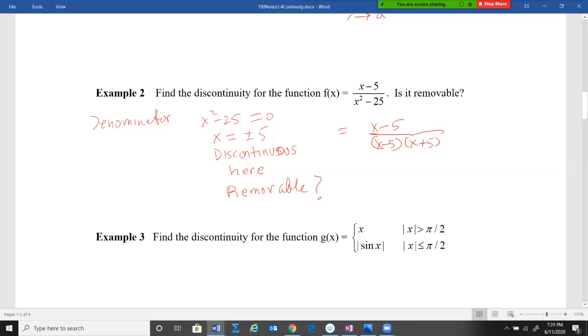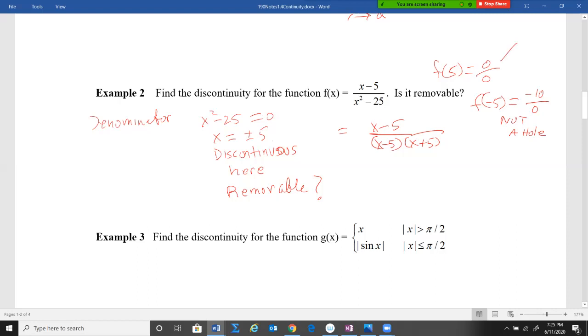Because notice that when you try to evaluate f of 5, you get 0 over 0. So that tells you something funny is going on. And when you try to evaluate f of negative 5, you get negative 10 over 0. Now that is definitely undefined. There's no question that this does not exist here, and it's undefined, therefore discontinuous. Or well, we know it's already discontinuous, but it's not going to be a hole. Not a hole.